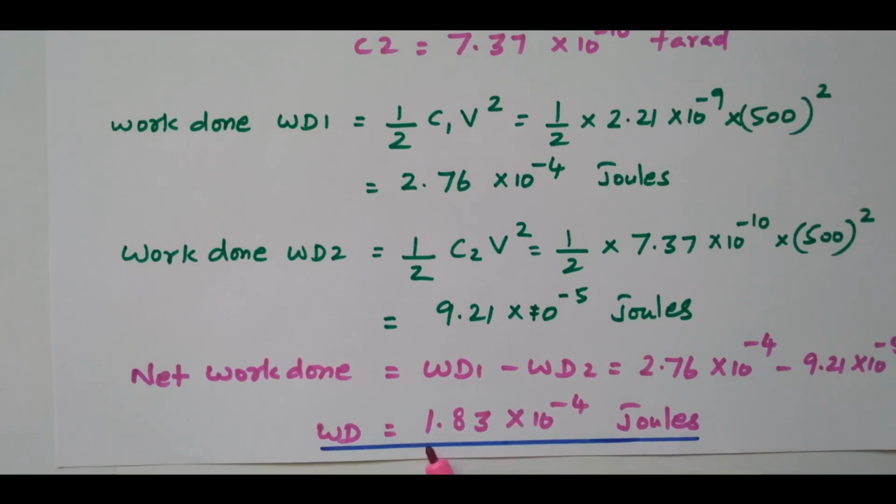So what we got, 1.83 into 10 to the power minus 4 joule. The net work done by moving the distance between the plate from 1 millimeter to 3 millimeter. This is the total work done. Net work done, 1.83 into 10 to the power minus 4 joules. So in this video we discussed the energy stored in capacitor, then followed by energy density, then one problem we discussed based on the energy density, energy stored.